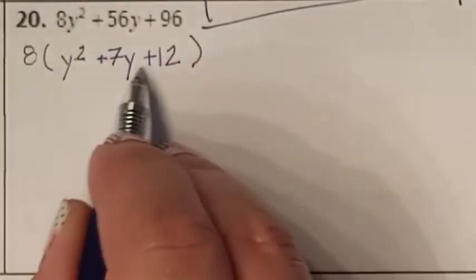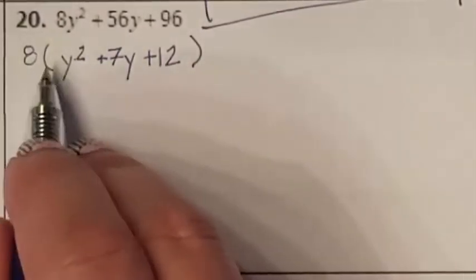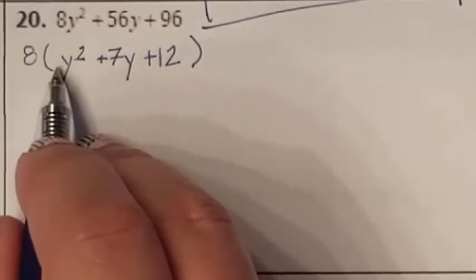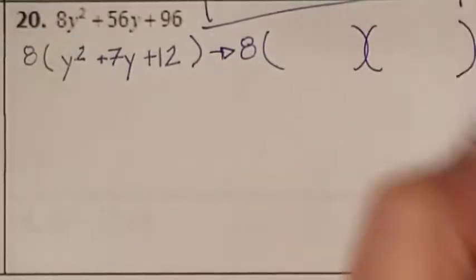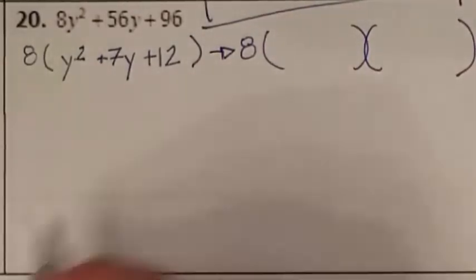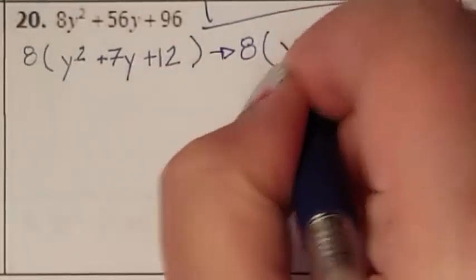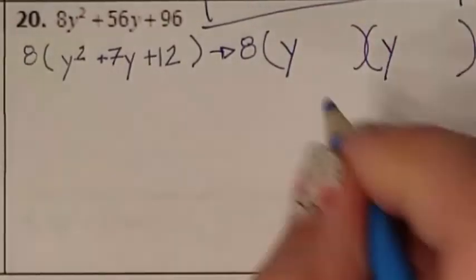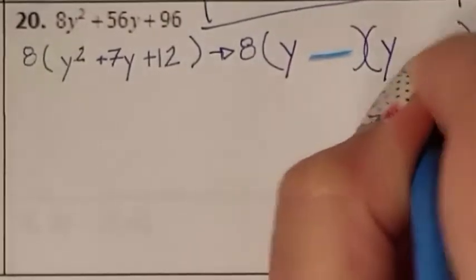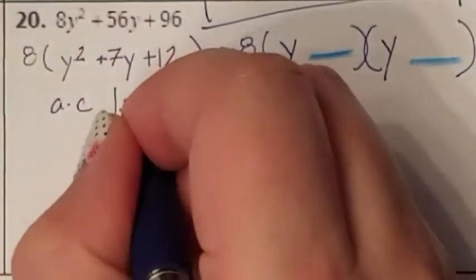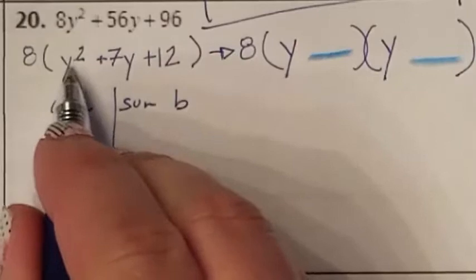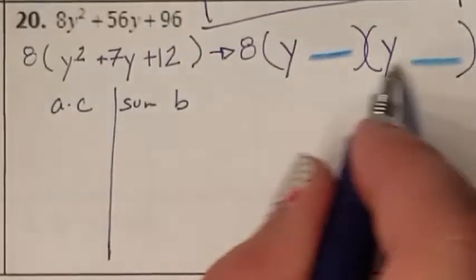Now I just need to do this parenthesis right here. A is 1. So since A is 1, I know that that parenthesis can now automatically be broken up into two parentheses. Y squared, the only way to get y squared is y times y. I now just need to figure out what these two spaces are. And we do that with the A times C adds up to B list, and you're doing it to the parenthesis that we're trying to now break up.